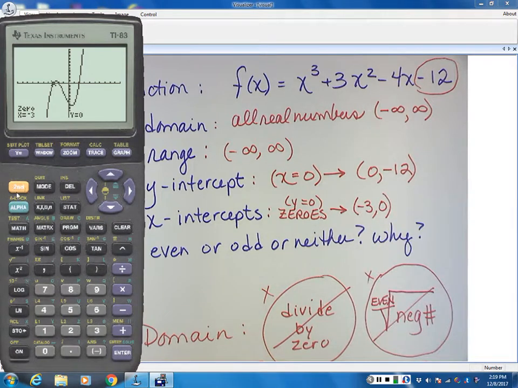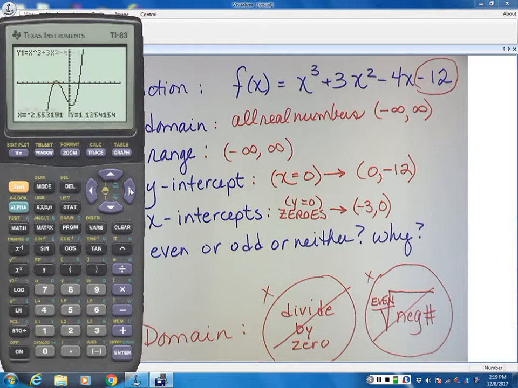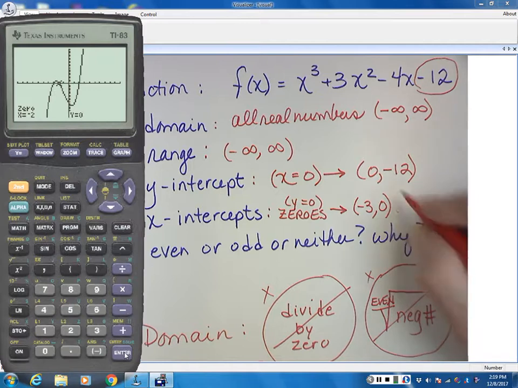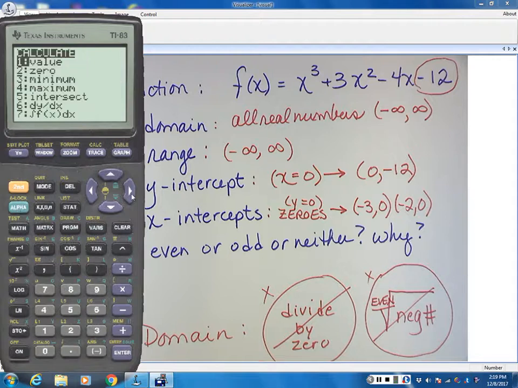And then you do the same thing again. Second trace, choose the 0, move it to where it's just barely to the left of the x-intercept, hit enter. Then move on to the right past the x-intercept, hit enter again, and hit enter the third time, and it says the next one is -2, 0. And then you go find the last one. Second trace, down to number 2.